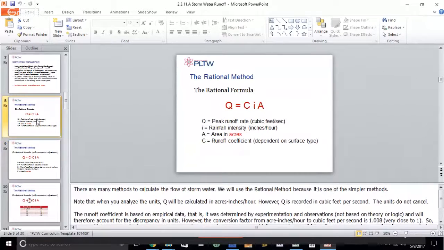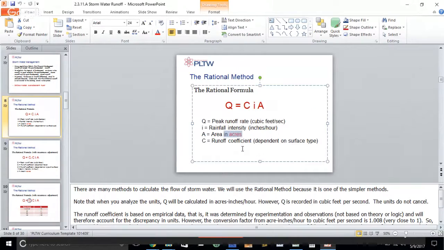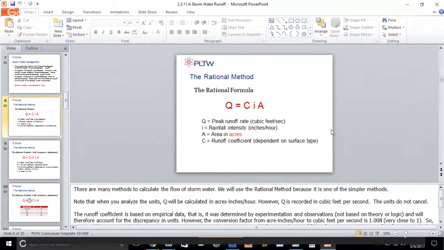What we are going to be using is called the rational method. We're going to be looking at rainfall, at peak rates, and the intensity of that rainfall over what area we're looking at, in acres this time, and then some sort of runoff coefficient, which is dependent on our surface type. So if we change our surface type, we're going to change how much runoff we have from our property. If we go from grass to pavement, the pavement, depending on what type it is, is not going to retain the same amount of water that grass would.